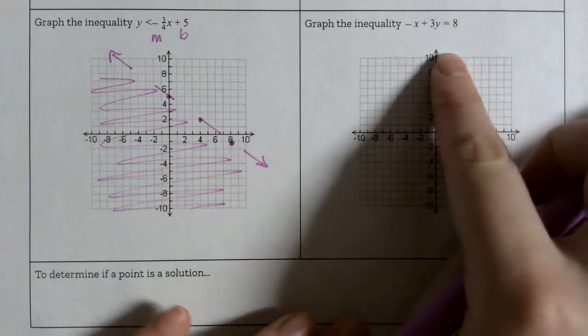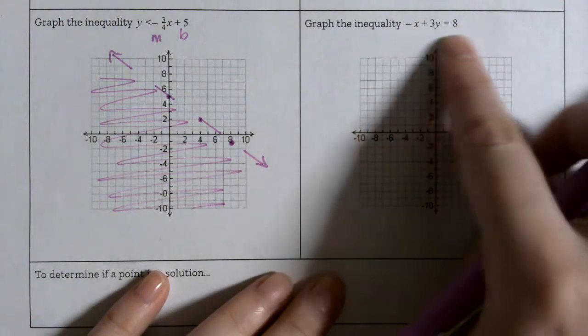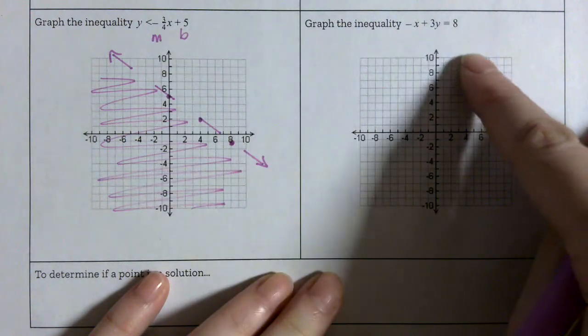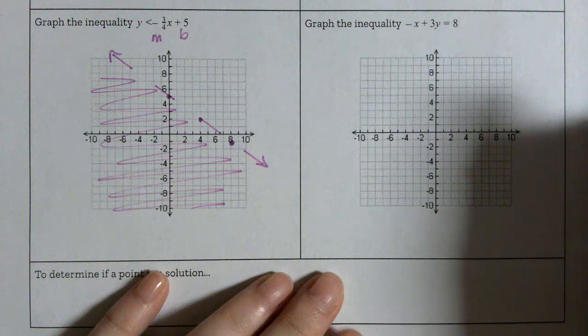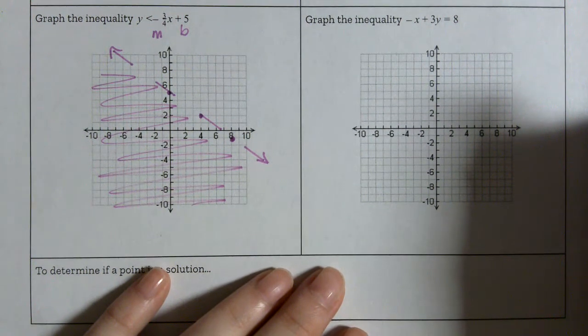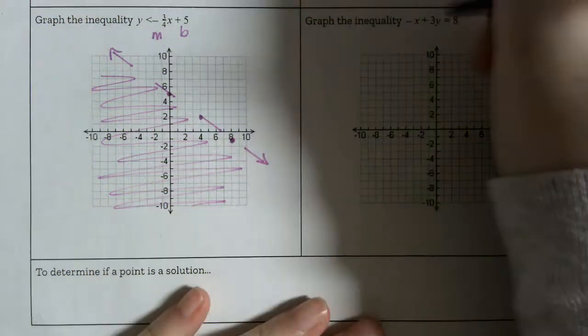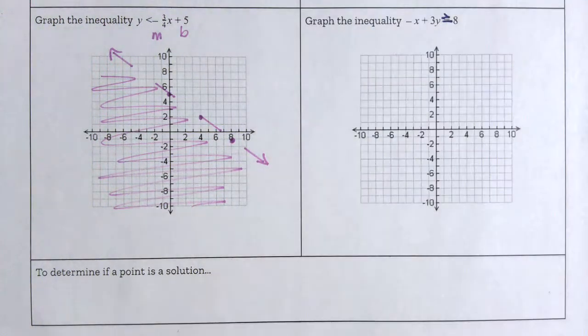Now our standard form, we have to do a little bit more work. So just to be able to graph it, I need to either convert it to slope-intercept or I need to plug in zeros. I personally think plugging in zeros is easier, so I'm going to do that. There's also a typo on this one. This is supposed to be a greater than or equal to.